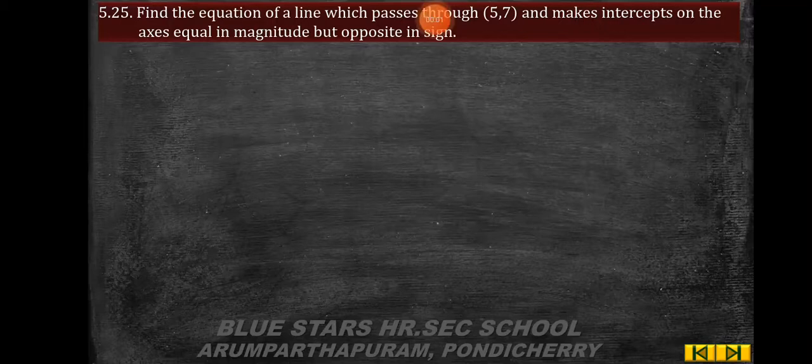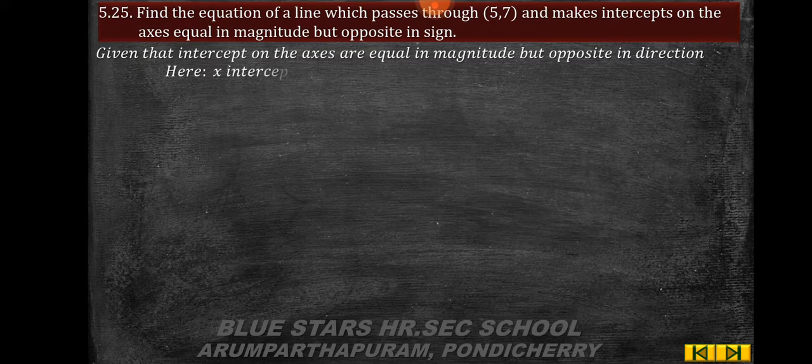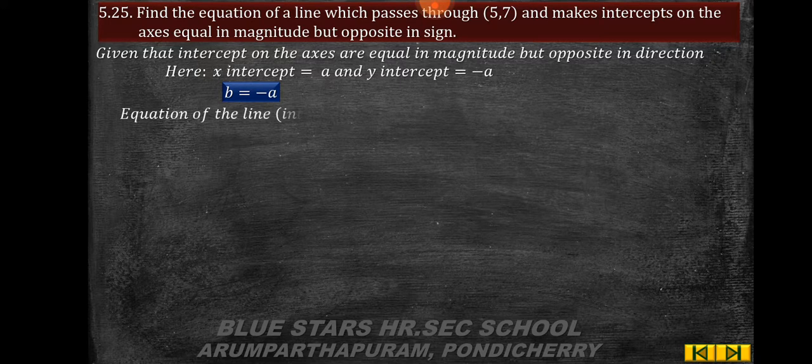We are going to see example 5.25. Find the equation of a line which passes through (5, 7) and makes intercepts on the axes equal in magnitude but opposite in sign. So, given that the intercepts on the axes are equal in magnitude but opposite in sign, that is, x-intercept is equal to a and y-intercept is equal to minus a. We are just assuming, which is nothing but b is equal to minus a.